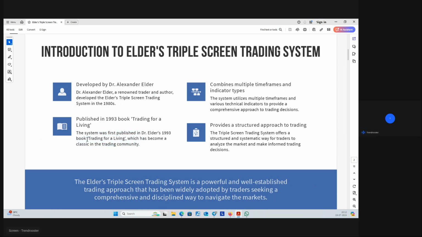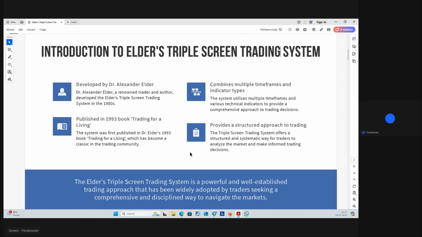Elder's 1993, Trading for a Living. You can Google it and find the Elder's triple screen trading system. But I assure you that if you apply the same Elder's triple screen system in the Indian market context, it will not work. That is where the magic happens.